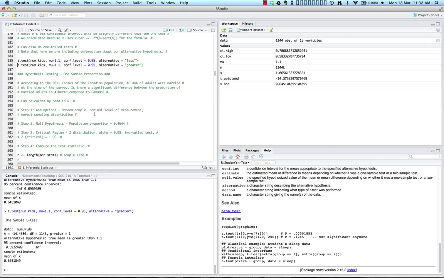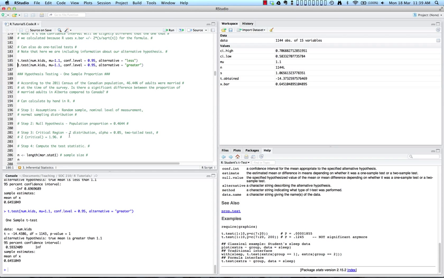Step number 1, we'll state our assumptions of random sampling. In this case, we have a nominal level of measurement because we're looking at the proportion of married adults, and we also assume a normal sampling distribution. Step 2, we'll state our null hypothesis, and our null hypothesis is that our population proportion, P sub mu, equals 0.4644. Our alternative hypothesis in this case would be P sub mu is not equal to 0.4644.